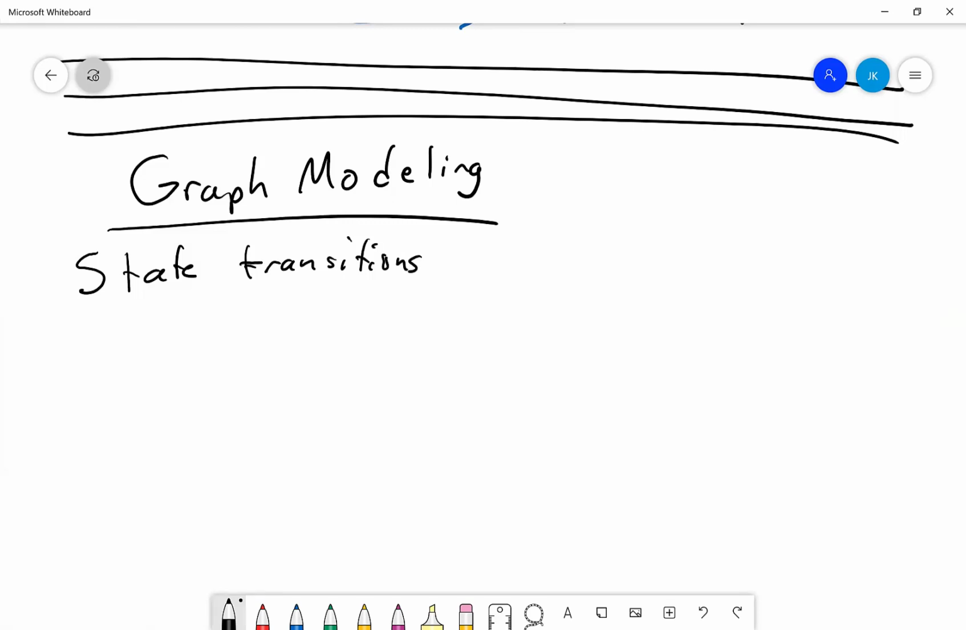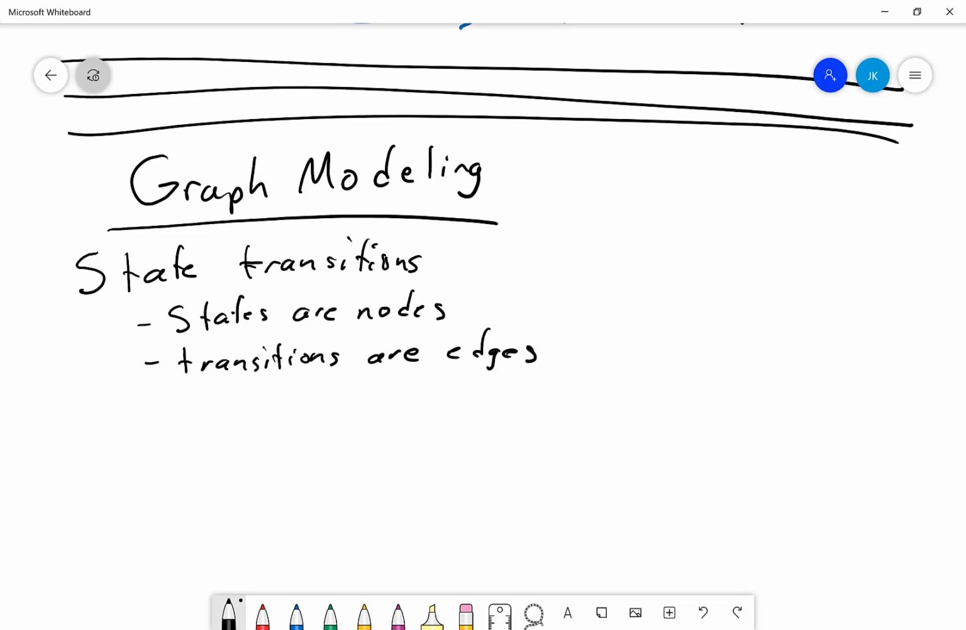Okay, and so basically the idea here is that states are nodes and the transitions are edges. And you'll often see, if you take operating systems or something, you should learn about state diagrams. And you should learn about how you process state diagrams.